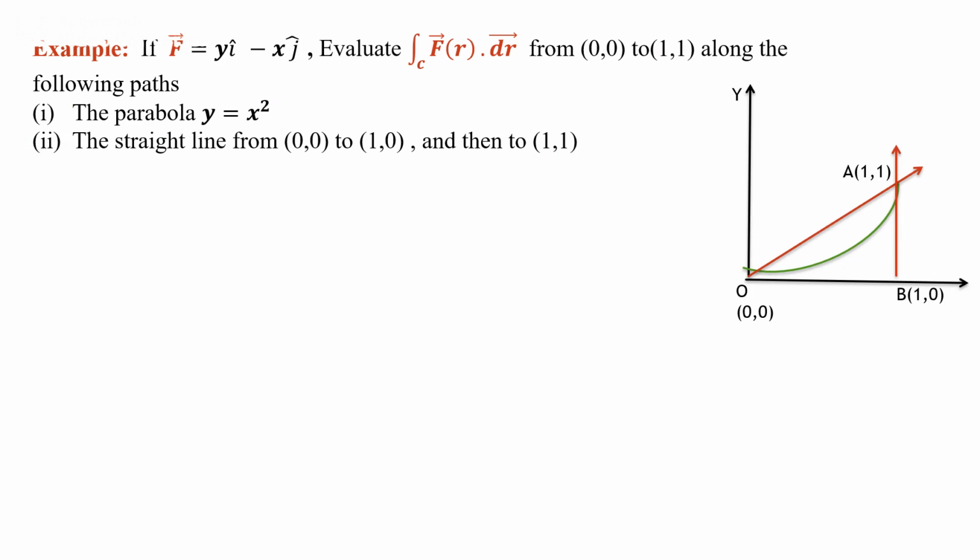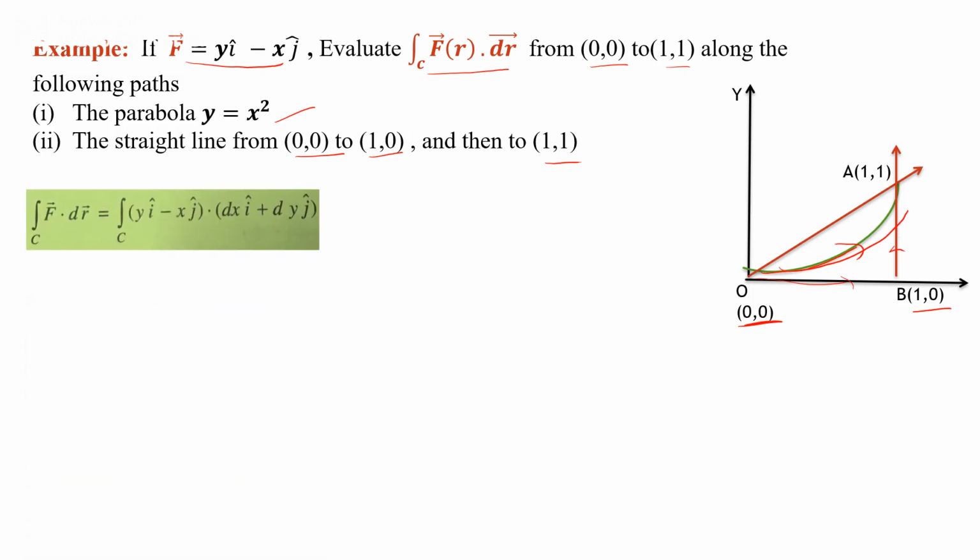Next example, suppose we have a vector F equal to y i plus x j, and we have to evaluate the line integral from (0,0) to (1,1) along the following path. We have two paths, and the first one is the parabola y equal to x square, that's the green line, and the second is the straight lines through the points (0,0), (1,0) and (1,1). So we have to evaluate the line integral along the parabola and along these lines.